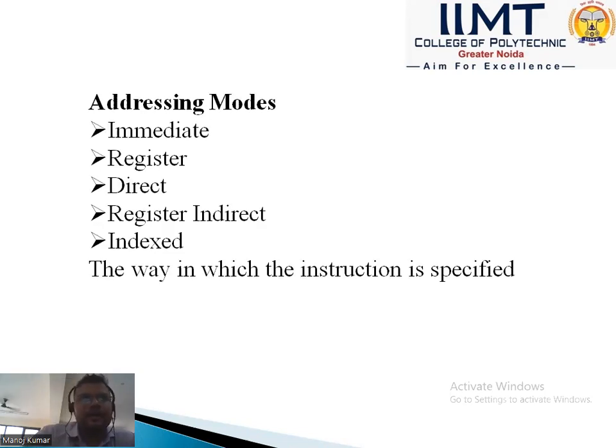This is about the different types of addressing modes used in the 8051 microcontroller.